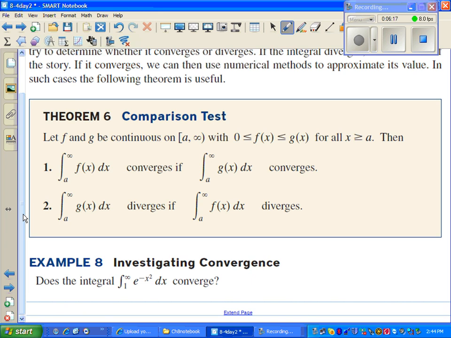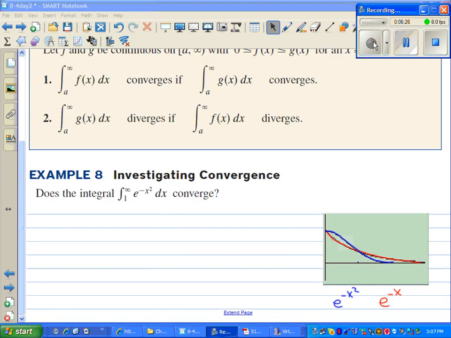So in example 8, we're going to investigate convergence. Does the integral from 1 to infinity of e to the negative x squared dx converge? That's what we're trying to answer. We're going to compare e to the negative x squared to something that we can actually take the antiderivative of, which is e to the negative x.